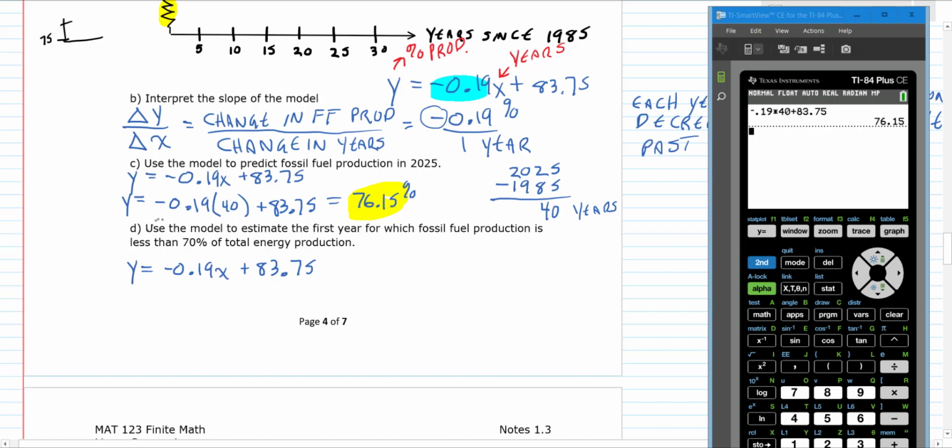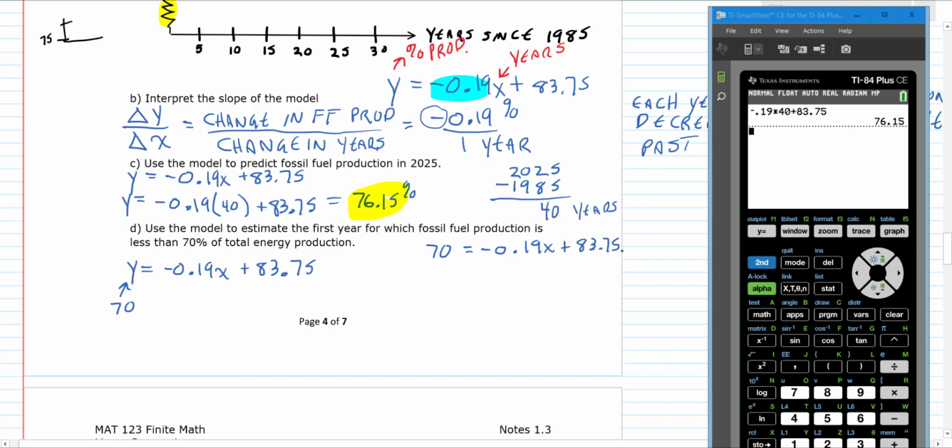Okay, well, we just figured out that this part right here is the fossil fuel production. So we're going to find when this gets down to 70%. Really all we have to do is plug in 70 there, like that, and then we'll have an equation to solve. That will give you the years past 1985 when that happens. So we just do 70 equals negative 0.19x plus 83.75.